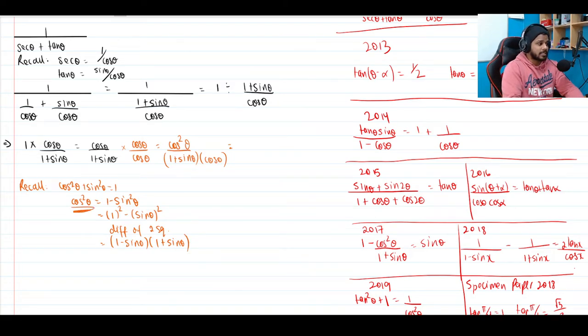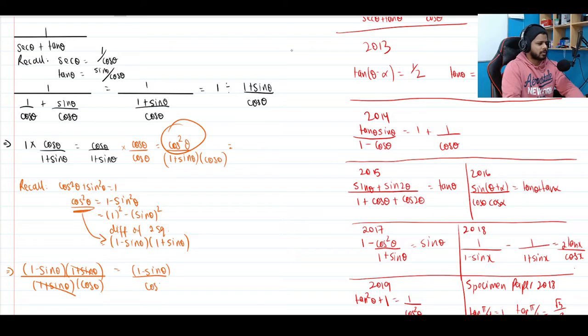So cosine squared theta is also equal to this. So I end up with cosine squared theta, which is 1 minus sine theta into 1 plus sine theta, divided by 1 plus sine theta cosine theta. 1 plus sine cancels with the 1 plus sine. And I end up with 1 minus sine theta over cosine theta, which is the right hand side, QED. That's 1. Or I can take another approach.